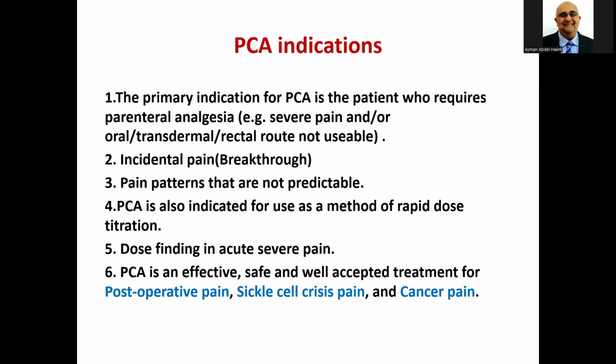PCA indications. The prime indication for PCA is the patient who requires parenteral analgesia, for example, severe pain, or other routes of administration is not really usable. Incidental pain or breakthrough pain. Incidental pain is pain related to certain movement or a certain action. For example, patient coughing. Patient is sitting up. He will get this breakthrough pain. It's usually predictable, but it comes pretty fast, and you cannot really control it with regular medications. You need something that works pretty fast. That's why we're using the PCA.